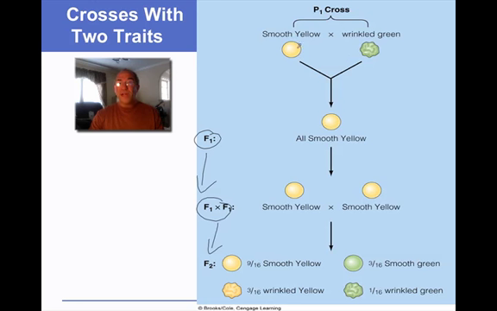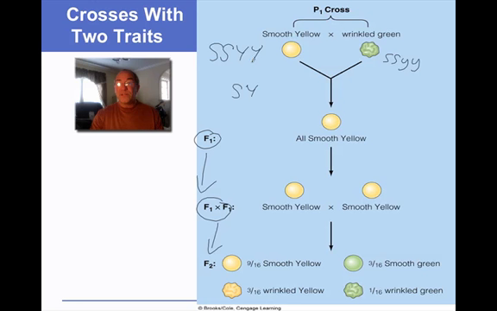First of all, we need to work out the alleles for each of these parents, and we know they're pure breeding. So this one is going to be big S, big Y for smooth and yellow. And this one over here is little s, little y, because we know it's wrinkled and green, and we know they're pure breeding. So the alleles coming from this parent are going to be big S and big Y. That's the only possible combination.